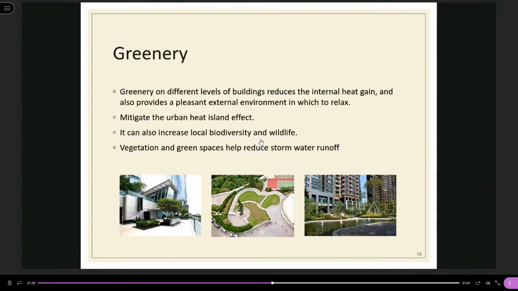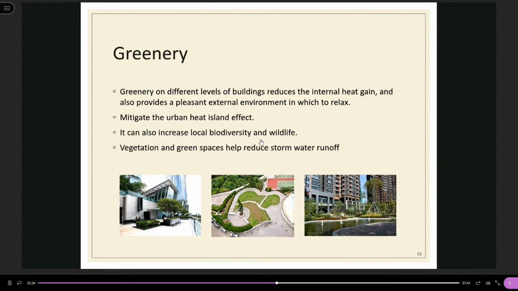Green wall and green roof. Greenery on different levels of buildings reduces the internal heat gain and also provides a pleasant external environment in which to relax. So it mitigates the urban heat island effect. Urban heat island effect means that the air temperature in the city is significantly higher than the rural area around the city. So this is the urban heat island effect.